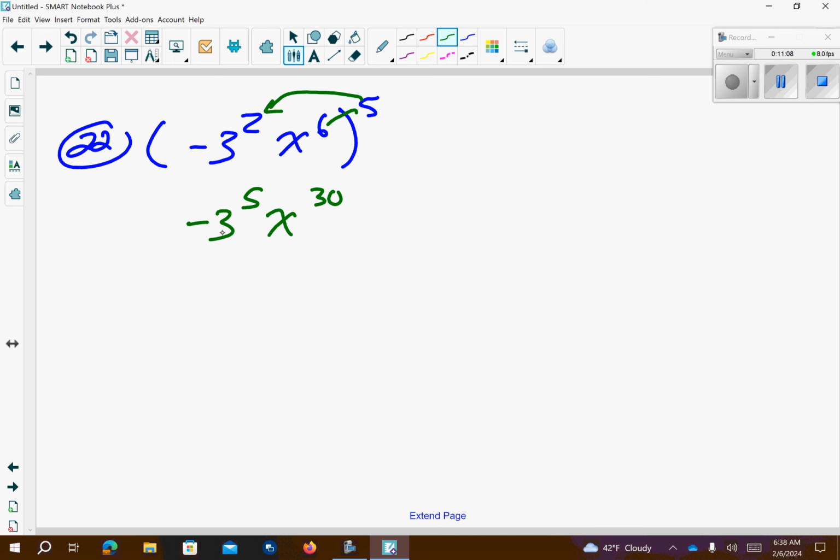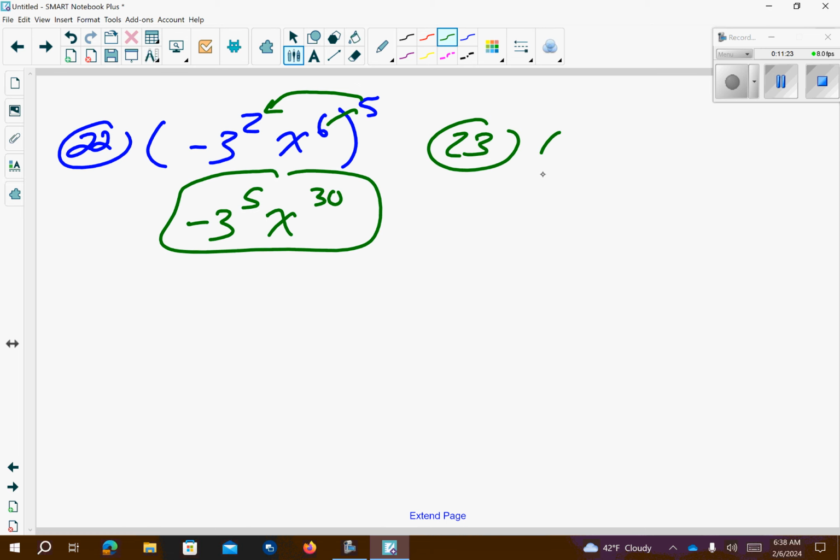I would say leave it like that. That answer is probably fine. I don't think you'll see anything that difficult on the test. I mean, negative 3 multiplied by itself 5 times gets to be pretty big. I think it's like negative 243, just in my head.